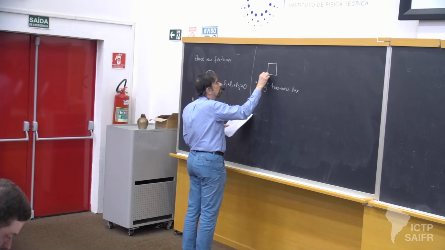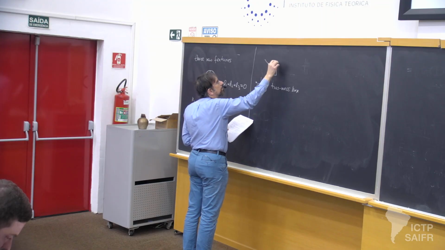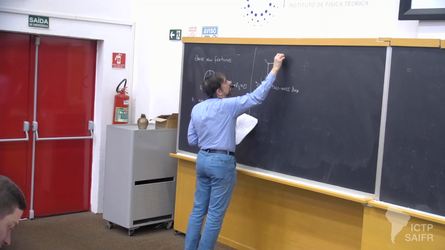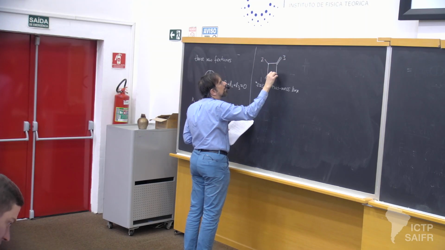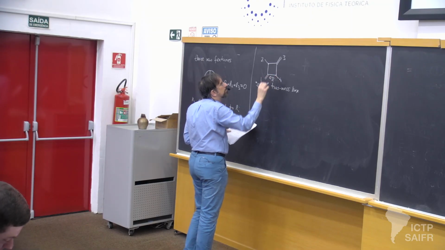And we can choose legs 1 and 3 to be the massive legs. And again, I'll put the loop momentum over here.